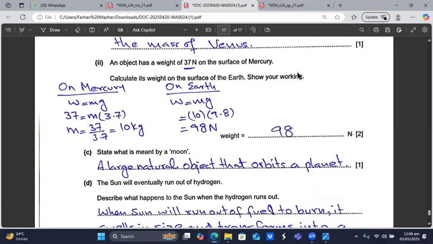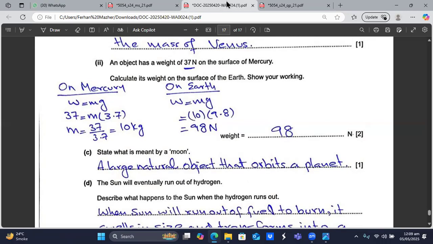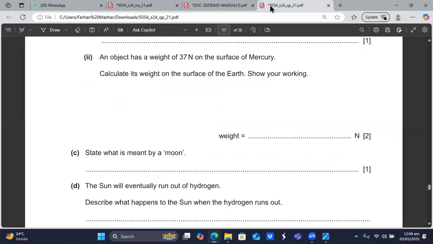So same mass on the Earth, but the g value on the Earth is 9.8. So 10 into 9.8, that is 98 Newton. So the weight on the Earth of the same object will be 98 Newton, which was 37 Newton on Mercury. So I hope you understand.